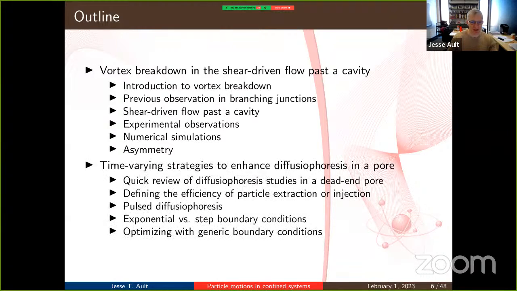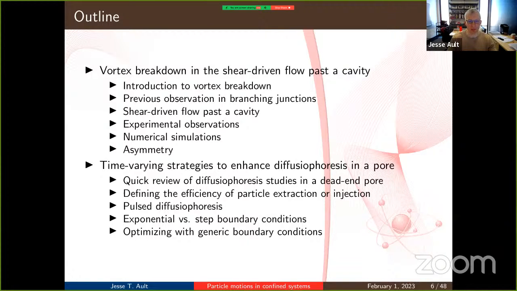And then for the second project, these time-varying strategies to enhance diffusiophoresis, we'll just do a quick overview of this problem, which has been the subject of probably 5 to 10 different papers. But again, we're going to look at it with a little twist, just changing one boundary condition that previously has just been a constant. We'll define the efficiency of particle extraction or injection, which is something that hasn't been looked at before. And then we'll talk about some strategies to maximize these transports.